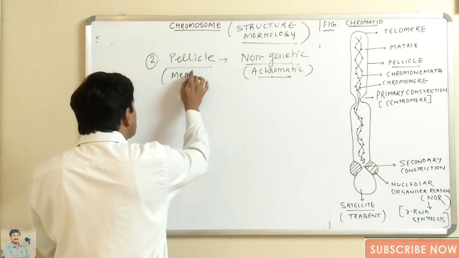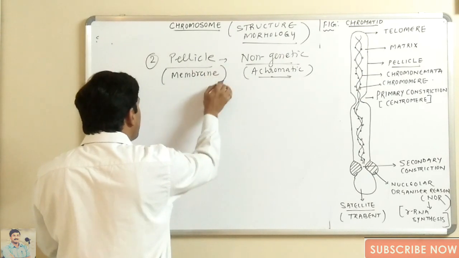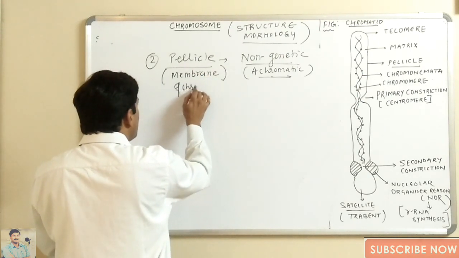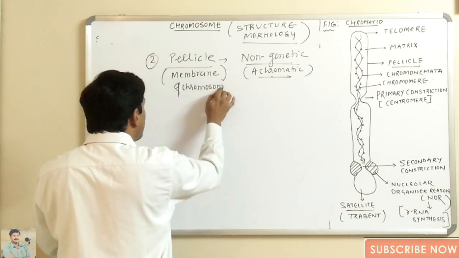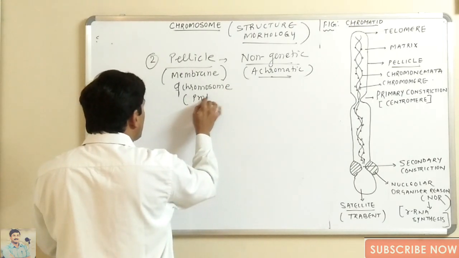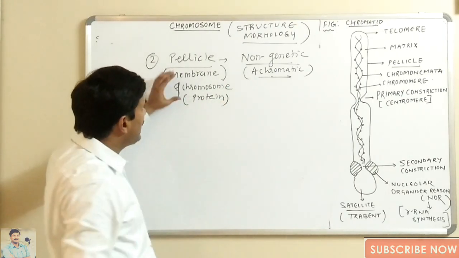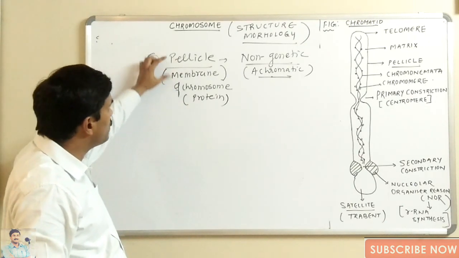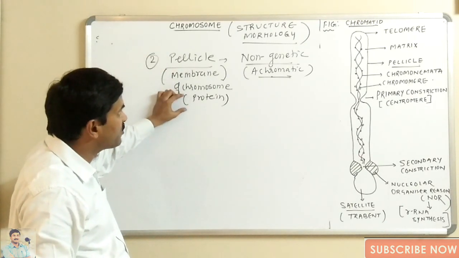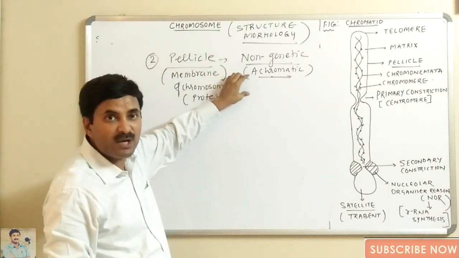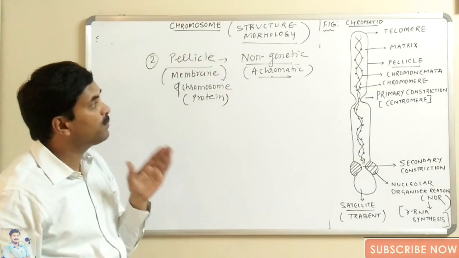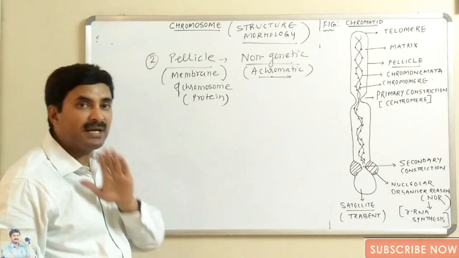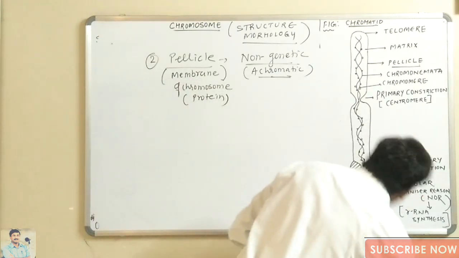Basically, the pellicle is the membrane. Pellicle is the membrane of the chromosome. The chromosome is surrounded by a membrane made up of protein, and this membranous sheet found around the chromosome is called the pellicle, which is made up of protein. It is non-genetic, it is achromatic, and it is not moving from one generation to another. It is not related at all with heredity.